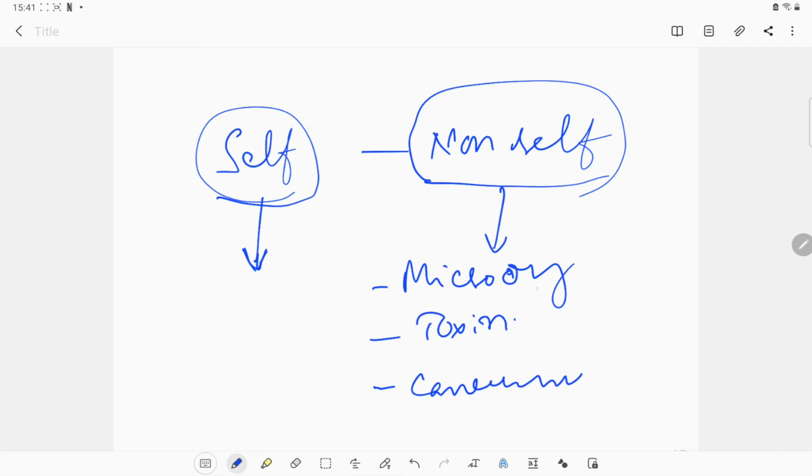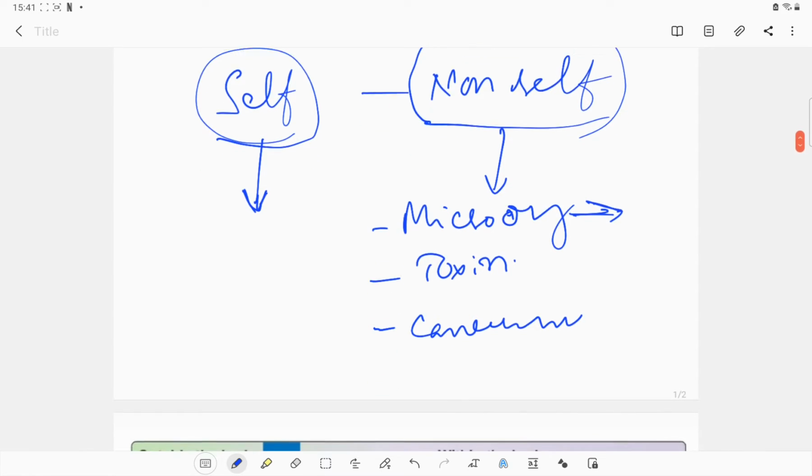There are a few exceptions, like commensals are non-self, but the body allows them. That concept we'll be discussing later in this lecture series. So primarily we should differentiate between the self and the non-self. This concept we should have prior in our hand.